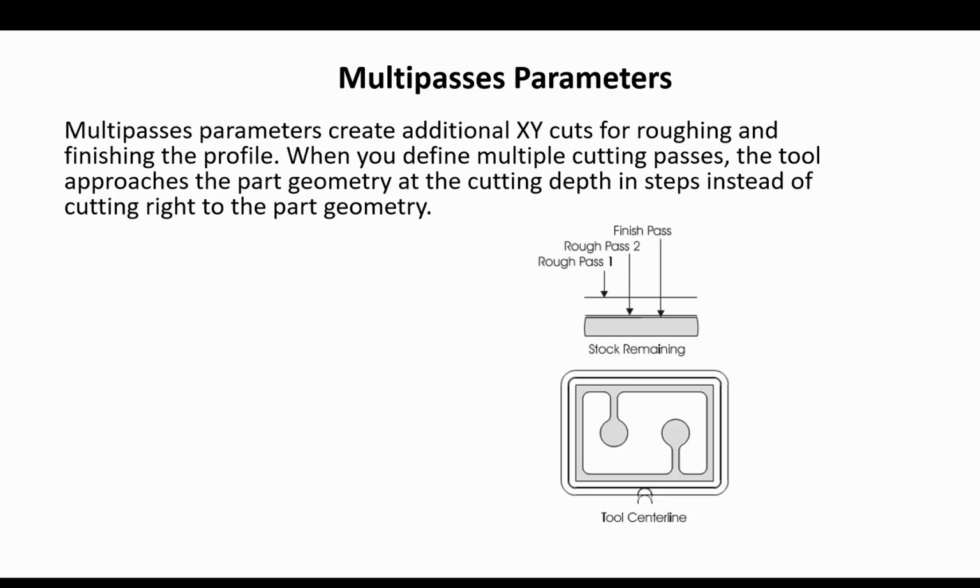When you define multiple cutting passes, the tool approaches the part geometry at the cutting depth in steps instead of cutting right to the part geometry. Mastercam calculates the passes from the finished part, leaves the finished pass for the last cut, and adds the roughing passes. It does not automatically divide the stock in equal roughing passes. That could lead to a big step on the first roughing pass.